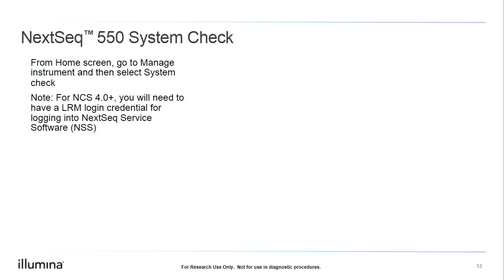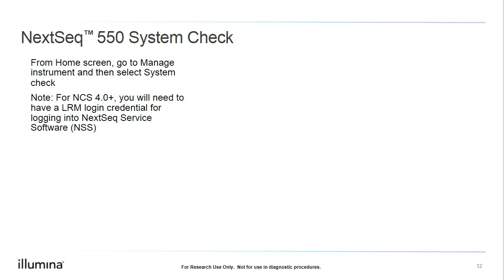Note that if you have NextSeq Control Software version 4.0 or higher, you will need to have LRM login credentials to access the service software. And if you don't have an LRM account, you will be unable to log in to perform the system check. If you can perform a desktop share, tech support can log in and bypass this, or you can create your own LRM credentials and enable user management, as shown here.